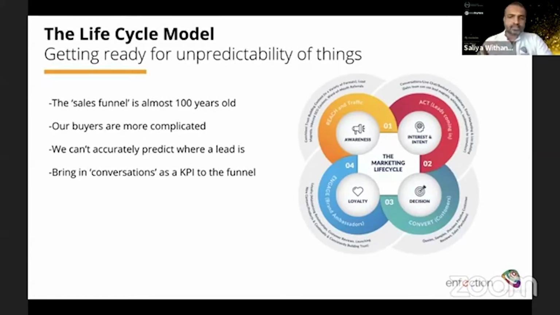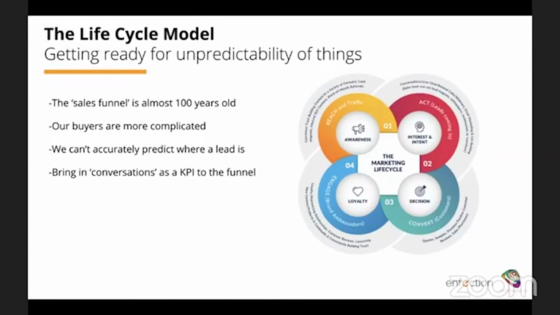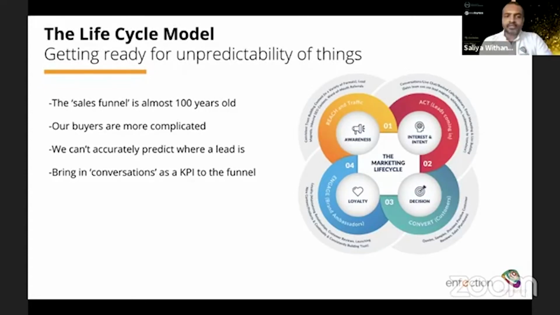But the funnel is changing mainly because our customers are changing. So we need to adopt more of a life cycle model as opposed to a funnel model. Again, like I said, it's mainly because our buyers are very, very complicated now. And we can't accurately predict where a lead is. If you take a funnel, sometimes if you take FMCG, I actually have an example later on, people come to your funnel at various points.